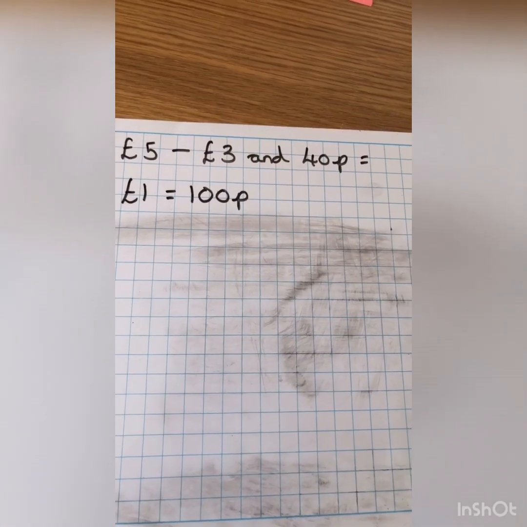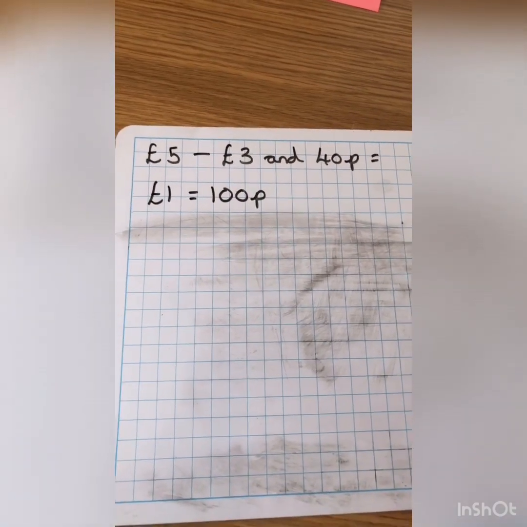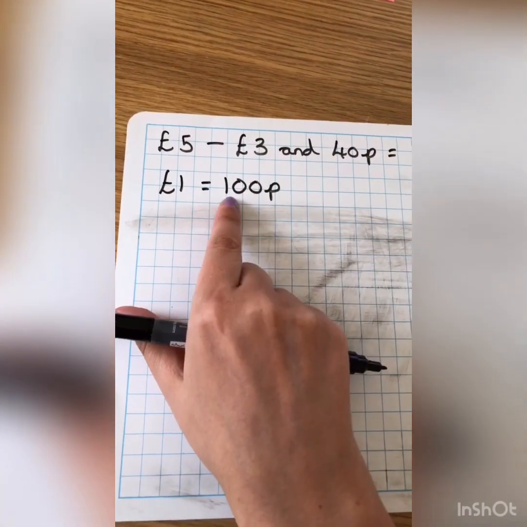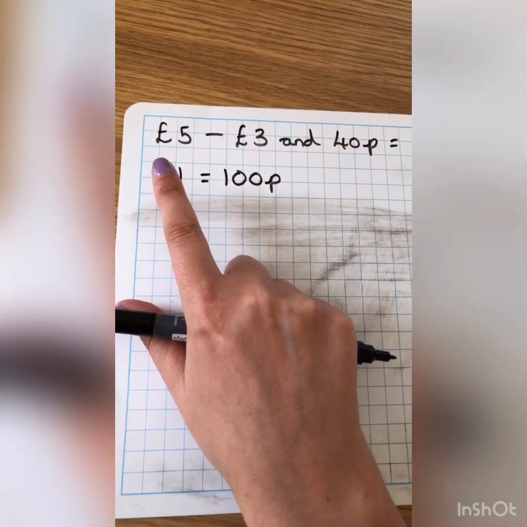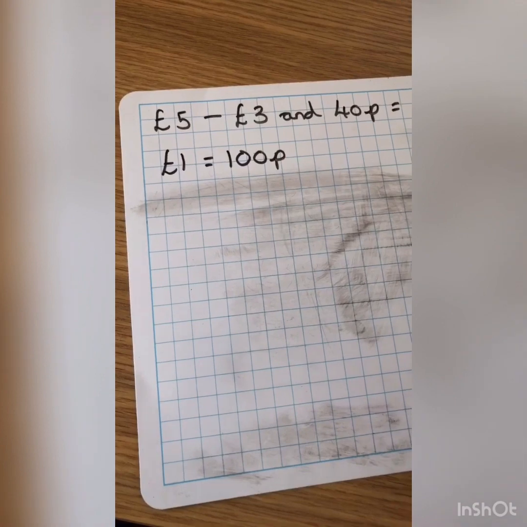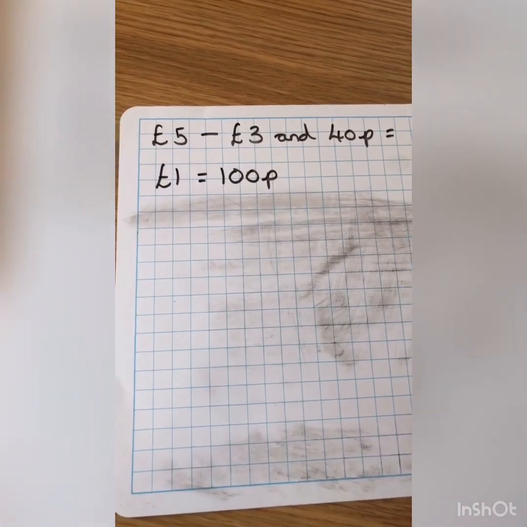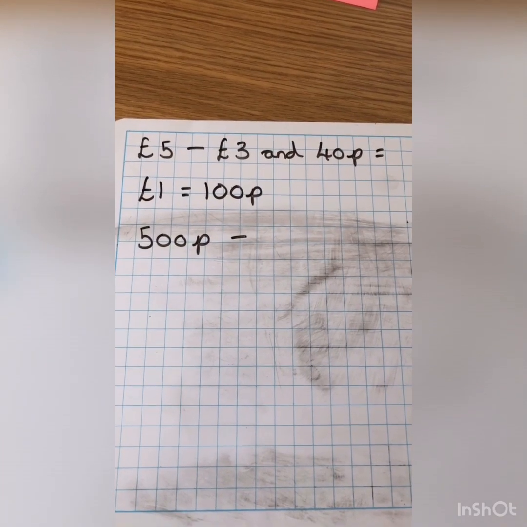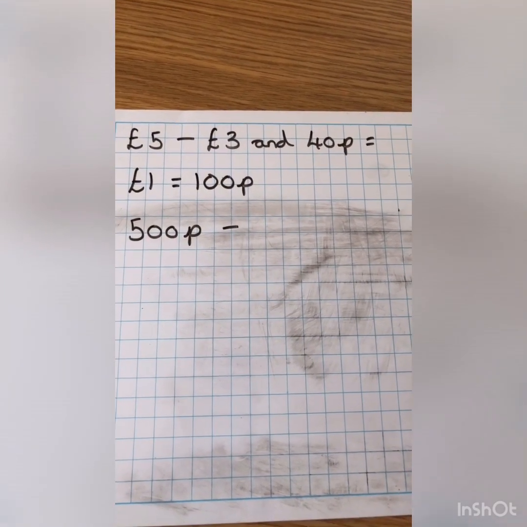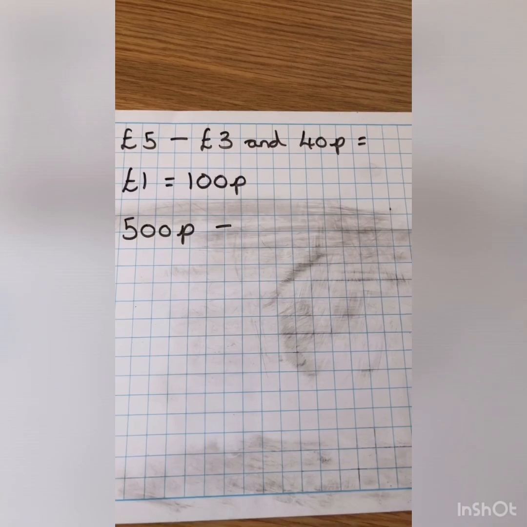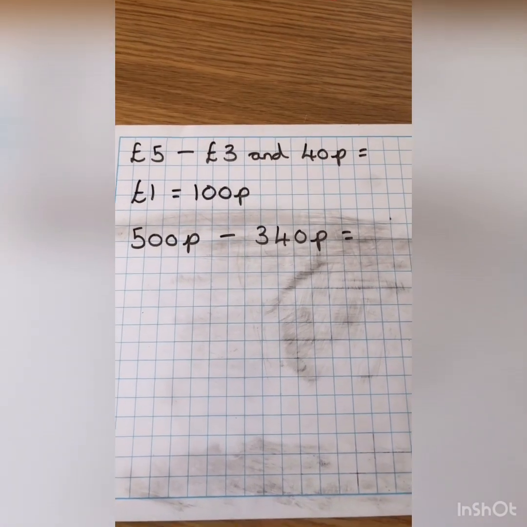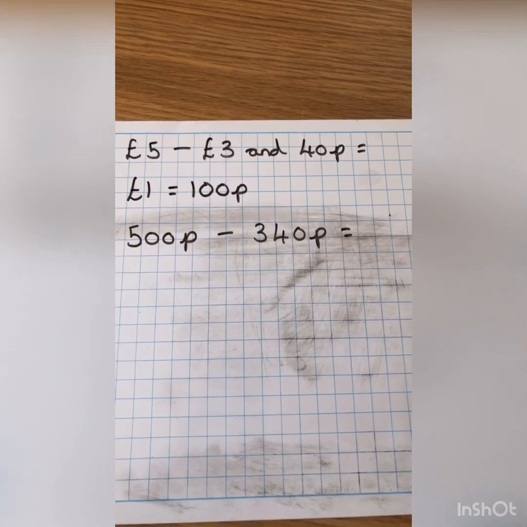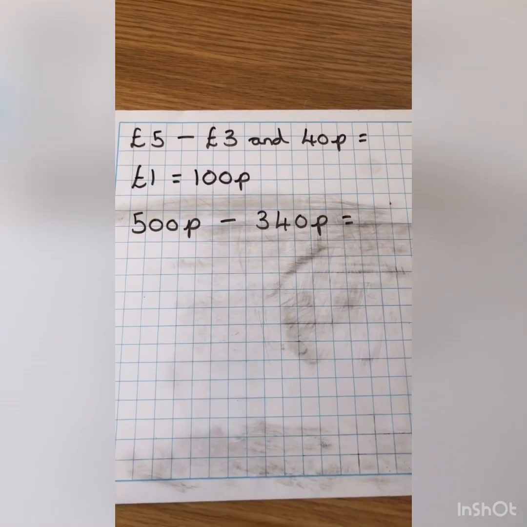This time I need to know how many pence there are in £1. And I know that there are 100 pence in £1. So I'm going to convert £5 into pence. So £5 into pence is 500 pence. And now I need to do the same for £3.40. And using my conversion, I know that £3 and 40p into pence is 340.